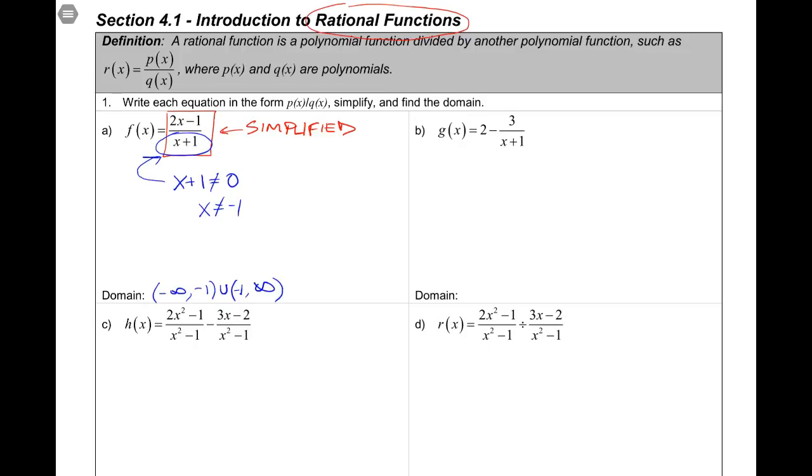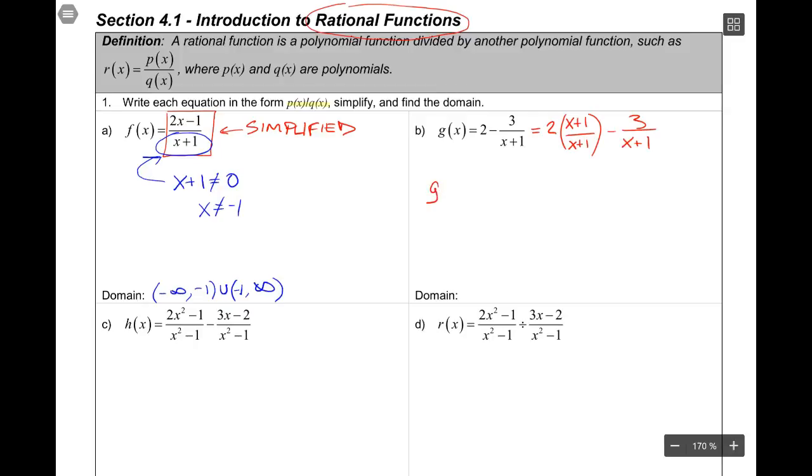All right, so let's take a look at this part B here. We have g of x equals 2 minus this rational function, 3 divided by x plus 1. So we have to get this into the form p of x divided by q of x. Right now it's not in that form because we have 2 minus a rational function. So what we need to do is get a common denominator here. I'm going to multiply the value of 2 by x plus 1 over x plus 1. So this is going to become 2 times x plus 1 over x plus 1. It's equivalent to 1, so I'm not changing the value of 2. And then I'm going to subtract 3 over the quantity x plus 1.